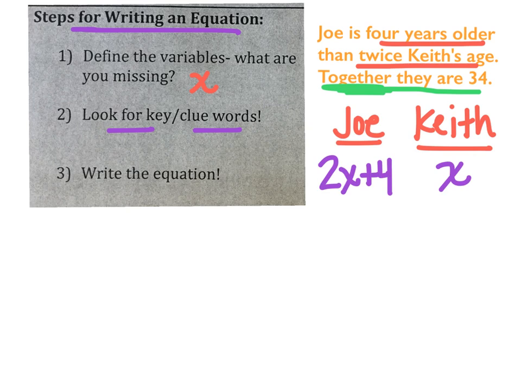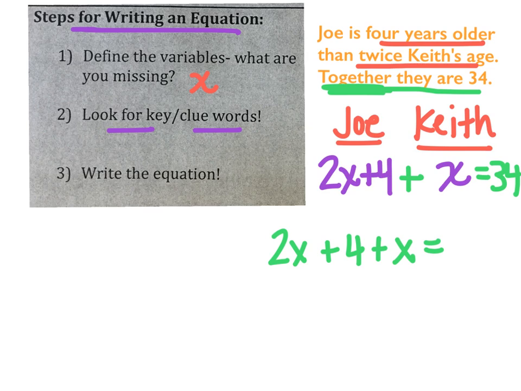You might want to add that to your notes. Together can mean I add. All right, so I'm going to say together, they equal 34. Okay, I just wrote my equation. I have 2x plus 4 plus x equals 34. Now I could go ahead and solve it, just how we learned to solve equations in the past. We're not going to actually solve it, but that's how you would set it up.